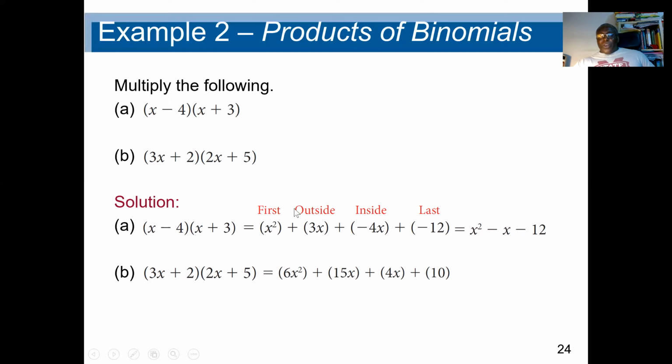So one more time, FOIL means FOIL. F is the first term, 3x times 2x. Outside, of course, 3x is outside, 5 is also outside. So we get 3x times 5, 15x. Inside is 2 and 2x inside. So we get 4x. And the last term for each is 2 times positive 5, so we get positive 10. Then we combine the like terms of 15x and 4x. And that will give me 19x. So 6x squared plus 19x plus 10.